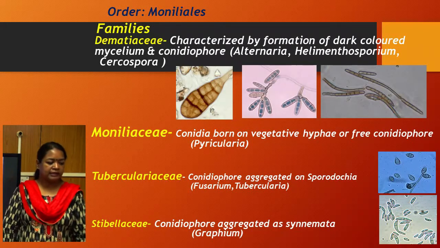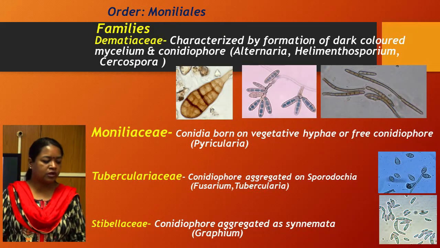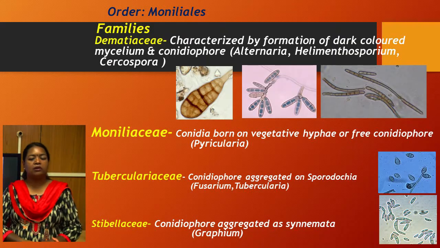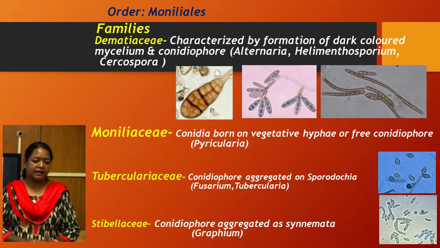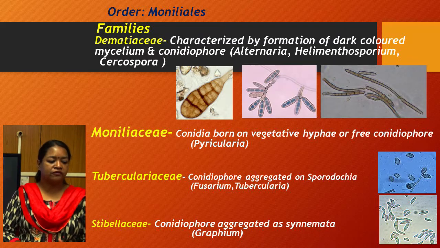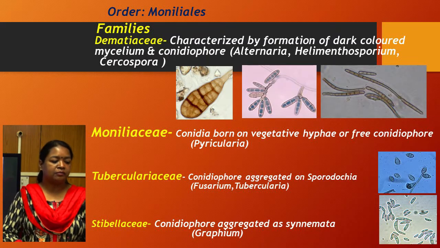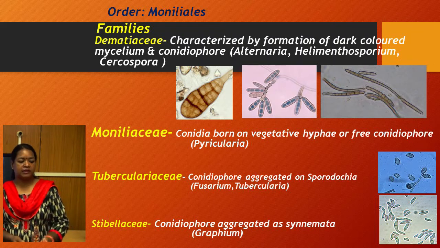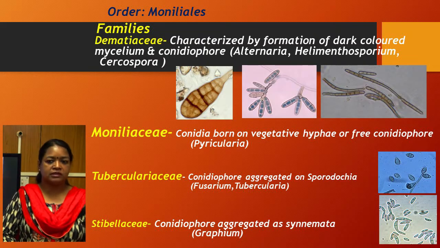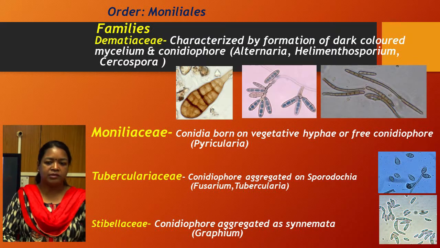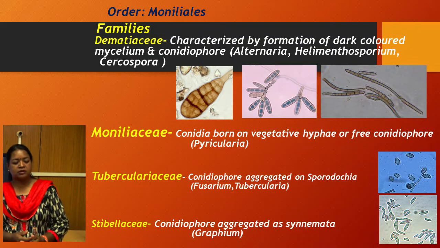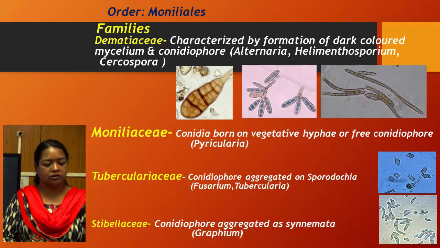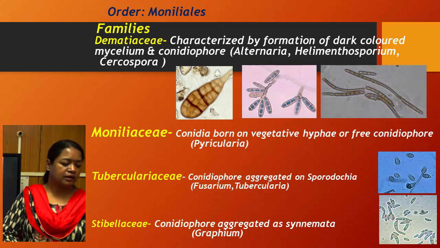In the order Moniliales, containing four important families. First one is Dematiaceae. The organisms belonging to family Dematiaceae are characterized by formation of dark spored, dark colored mycelium and conidiophore. An important genus in this family is Alternaria, which causes early blight of potato, Helminthosporium, which is the causal organism of brown spot of rice, and Cercospora, which is the causal organism of Tikka disease of groundnut.